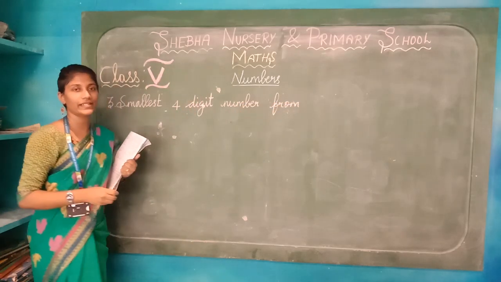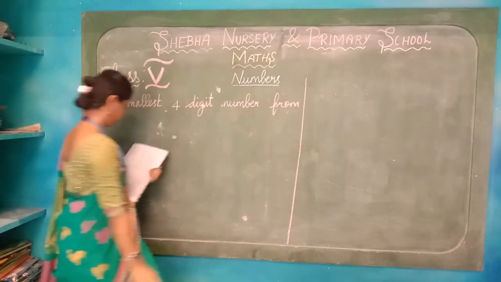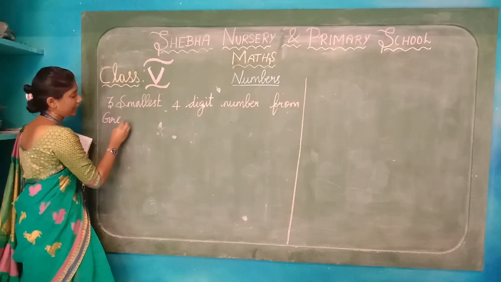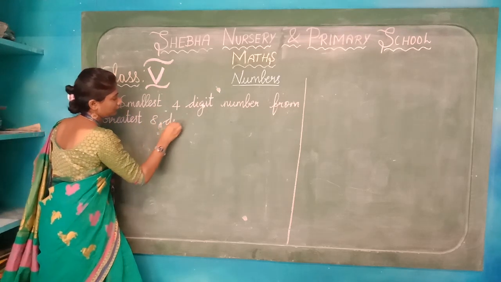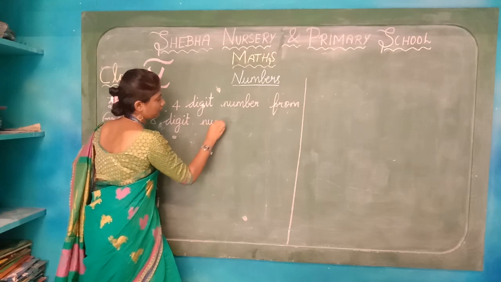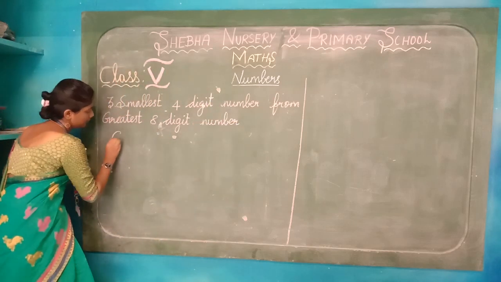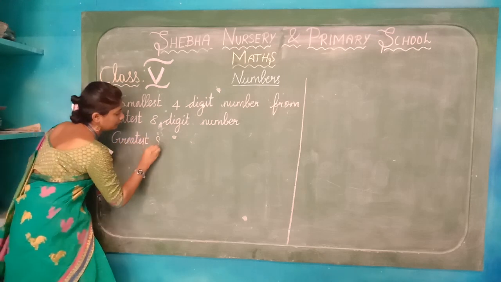Smallest 4-digit number from greatest 8-digit number. Okay children, let's do the sum. First you have to write the greatest 8-digit number.